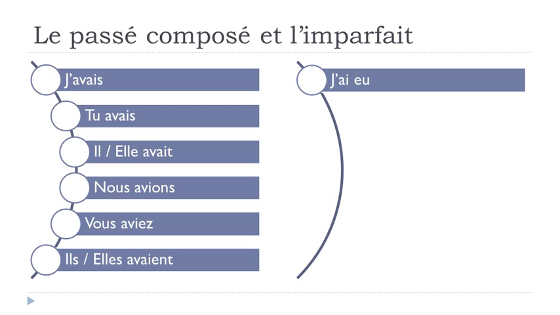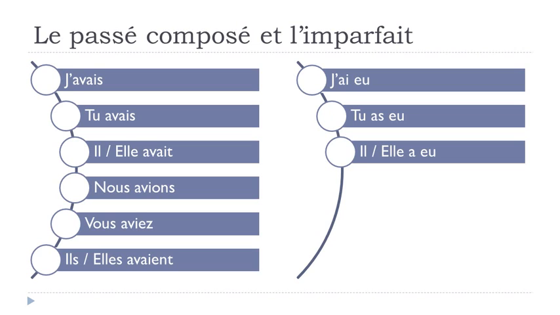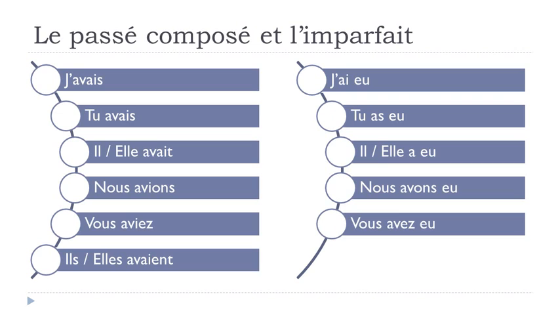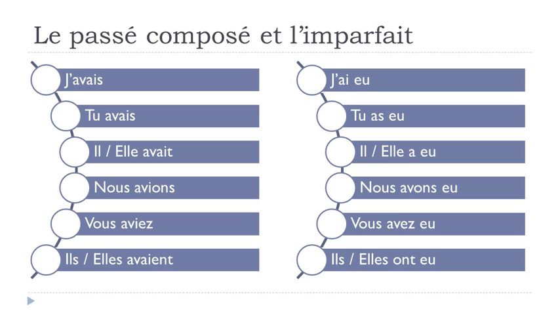And next to it, we'll put the passé composé form. J'ai eu, tu as eu, il a eu, elle a eu, nous avons eu, vous avez eu, ils ont eu, elles ont eu. Okay, so let's take 1 minute to see them one more time.